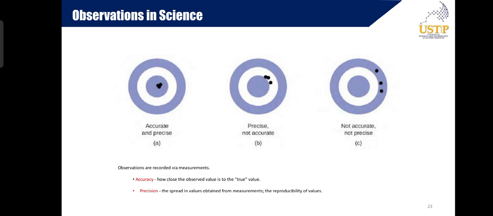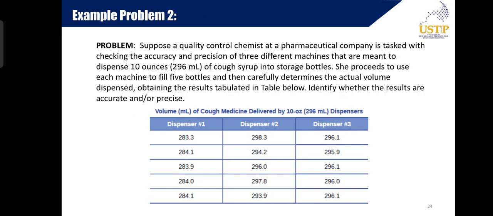So again, the observations are recorded via measurements. It is in numerical units. They have to be accurate and they have to be precise. Again, accuracy is how close the observed value is to the true value, and precision is the spreading of values obtained from measurement or the reproducibility of values. So for example, we have an example here.